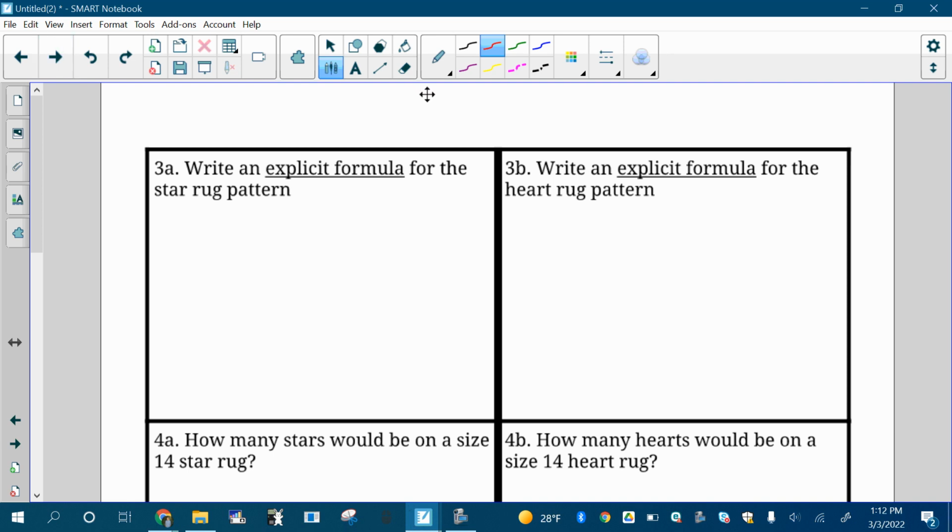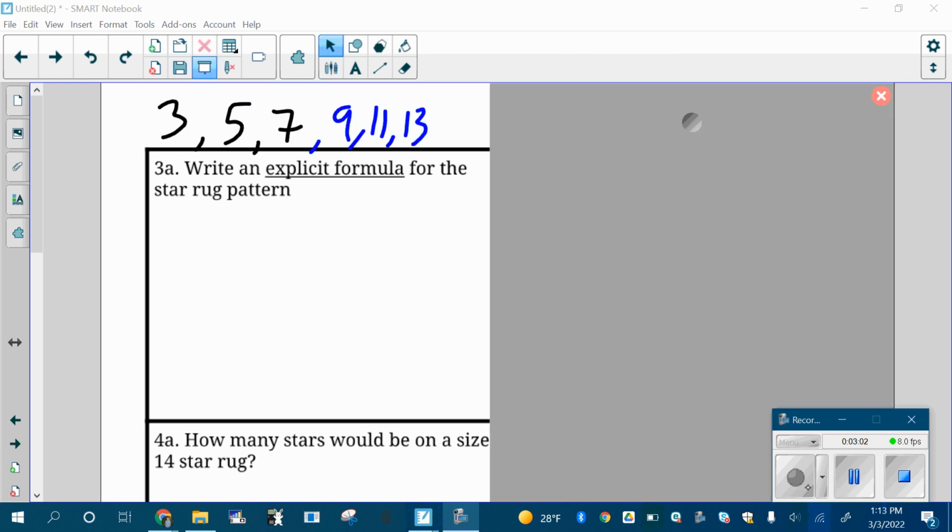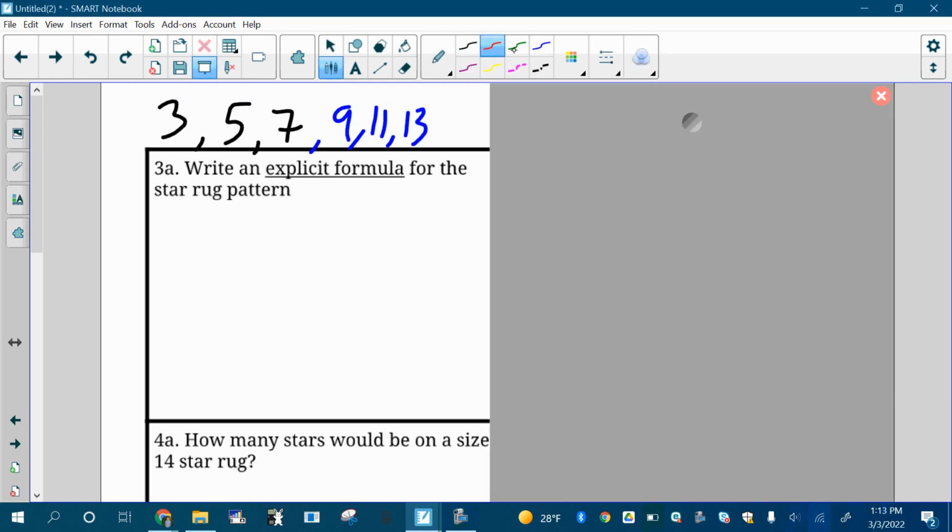Now, if I want to write an explicit formula for Mrs. Lemke's pattern, it helps to think about whether it's arithmetic or geometric. And looking at it, it's going up by the same amount. It's arithmetic. There's a common difference adding every time. So when I go to write my explicit formula, once I know it's arithmetic, it's going to look like this.